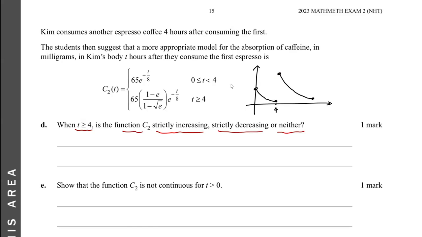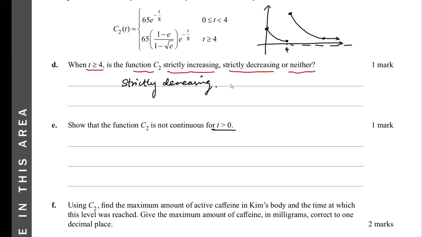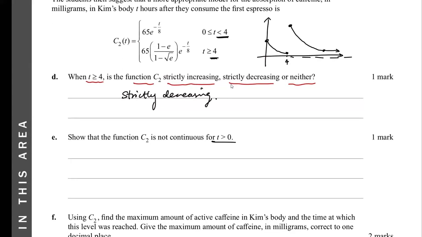Both parts are strictly decreasing, okay? So we just say strictly decreasing. Show that the function C2 is not continuous for t greater than 0. You can see there is a critical point at t equals 4. You need to discuss when t equals 4, what happens to both parts, both components in this hybrid function.